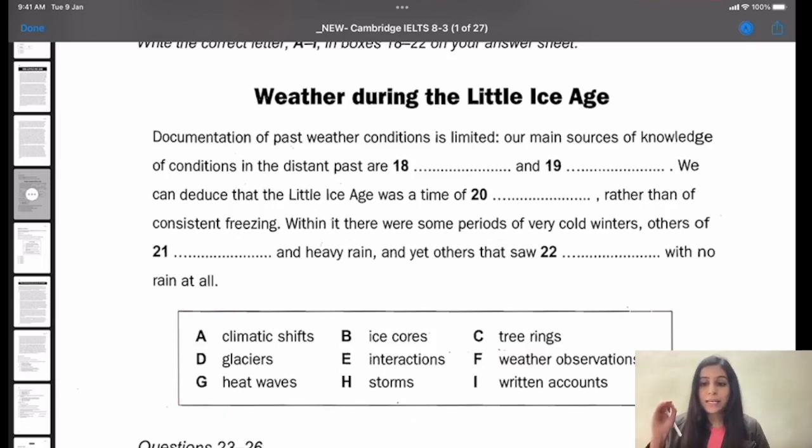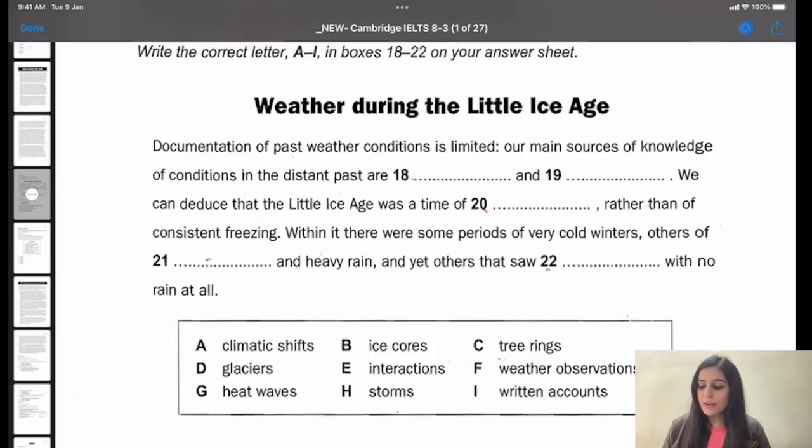So let's understand the step-by-step approach and the strategies that you need to keep in mind while solving summary completion questions, especially when the options are given to you and there are more options than the number of blanks. If you notice, the number of blanks are 1, 2, 3, 4, 5, and we have about 9 options. So it confuses students, and there are a lot of distractors here. Unnecessary options are given, which can lead to a lot of confusion.